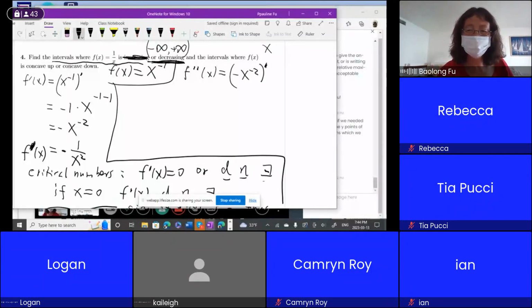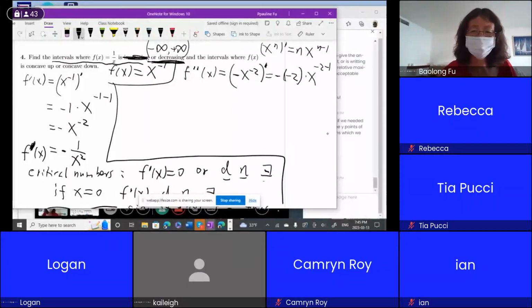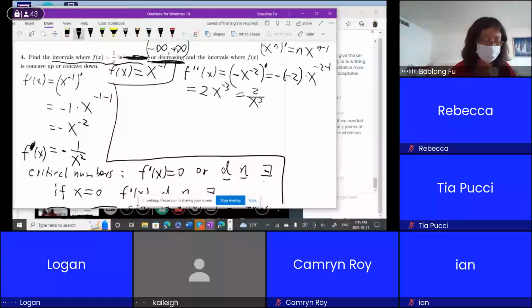Then we still use this formula: the derivative of x^n is n x^(n-1). Here n equals -1. This negative is the original negative, so negative times negative 2 gives n times x^(-2-1). The second derivative equals +2x^(-3), which is the same as 2 over x^3.